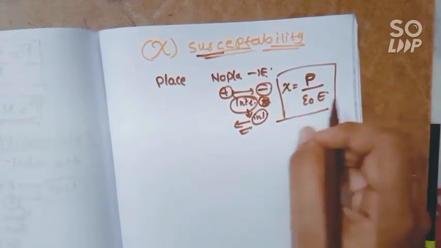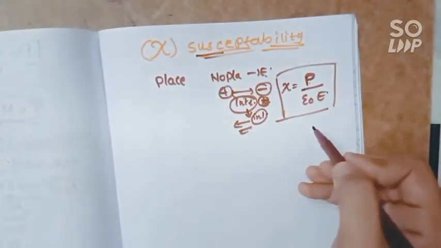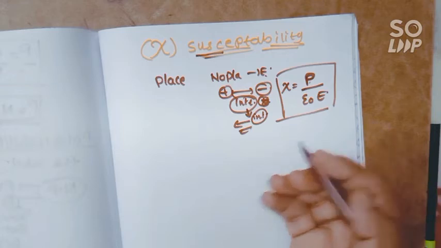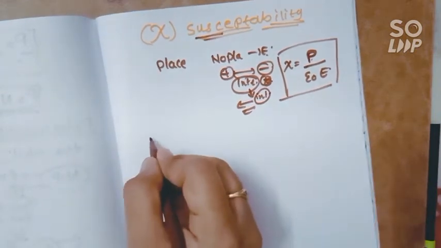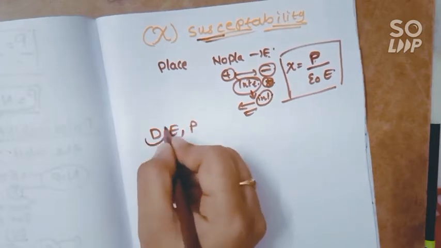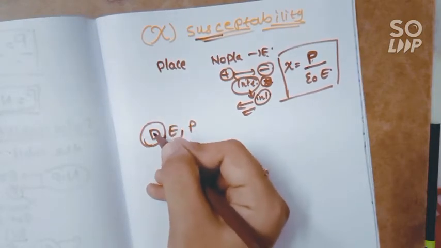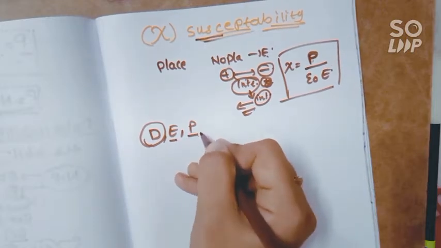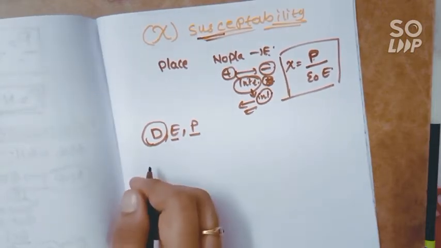The ratio of the number of lines produced due to the internal field and the number of lines produced due to the external electric field. Now we need to find the relation between D, E and P. D is the electric induction or the electric displacement, E is the electric field, and P is the polarization. Now let's find out the relation.